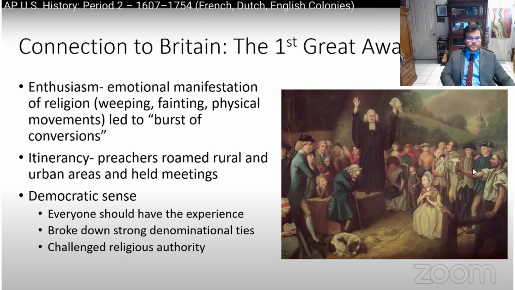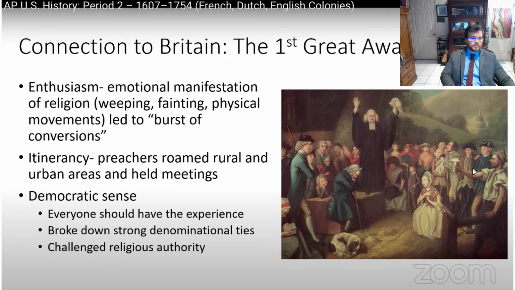So, enthusiasm: emotional manifestation of religion, weeping, fainting, physical movements led to a burst of conversion. We see that today in the megachurches, where you have people falling down, and I think you've seen it on TV before. I've never really been to one of those gigantic churches. The biggest church I've ever been to was Notre Dame.